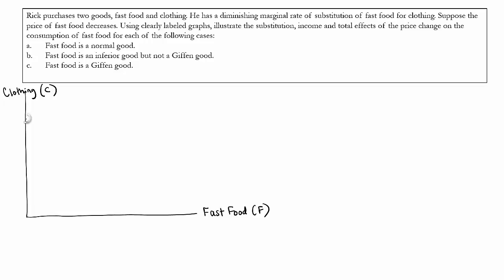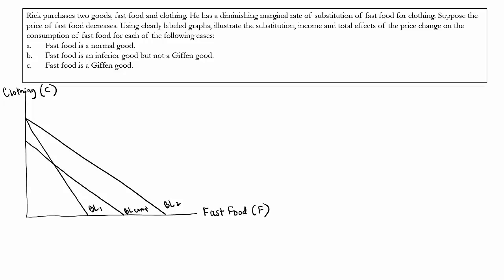Here's the original budget line. This line represents the initial price of food. Here's the new budget line. Since the price of food falls, BL2 rotates out away from the origin. The compensated budget line must have the same slope as BL2 and must cross BL1.